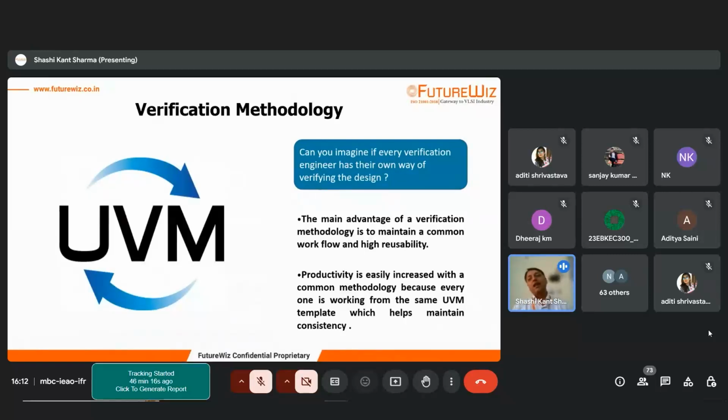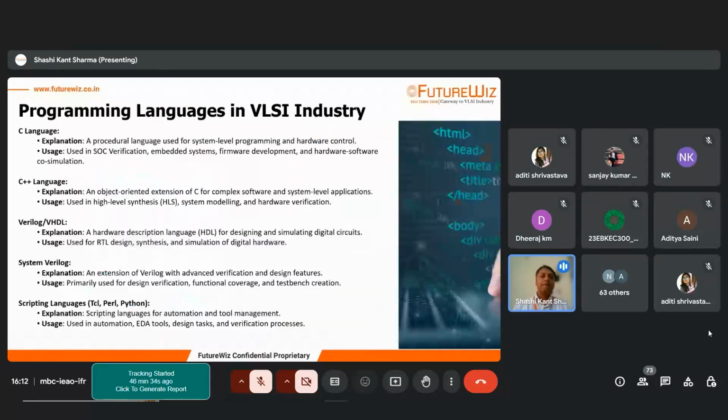So UVM is the new era, new technology, new methodology adopted by verification engineers or VLSI engineers. And then certainly after verification, EDA tools knowledge, MOSFET knowledge, and everything is required to enter the VLSI field. So this slide itself will give you the picture of which languages are required to learn for the VLSI industry. C and C++ are very mandatory languages, because without them, it will be difficult to understand Verilog and SystemVerilog.